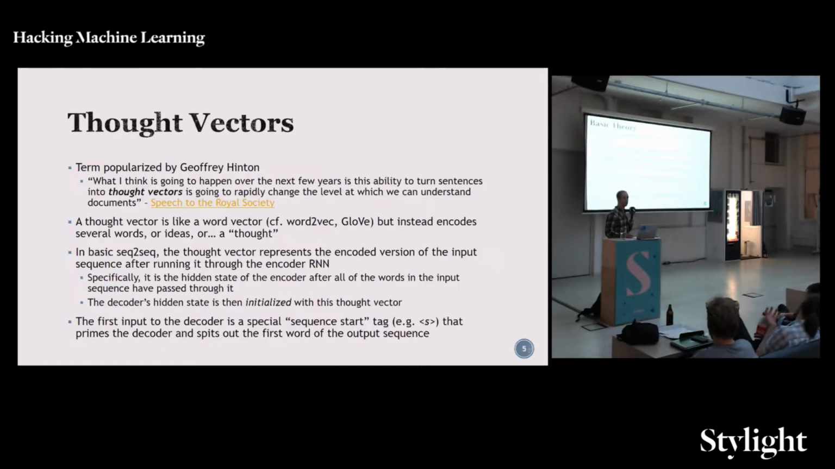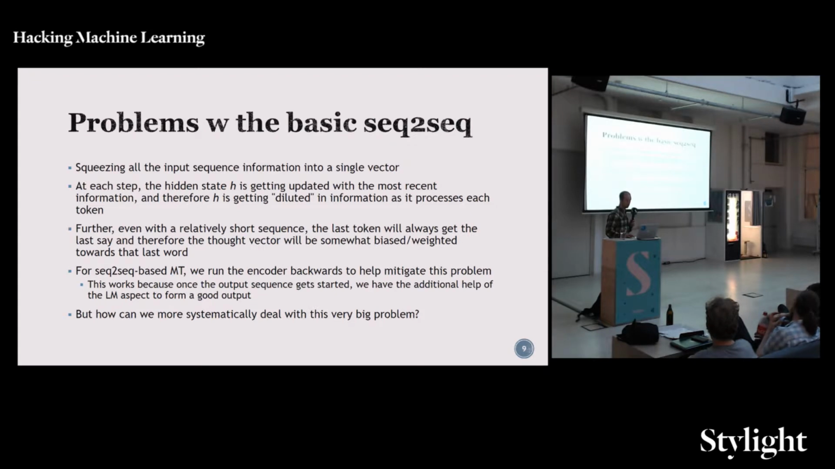Are there any other questions before I continue? Okay. But there are some obvious problems with this setup. I think it should be pretty clear that as the input sequence gets longer, you're trying to stuff more and more information into that one thought vector that's supposed to represent your entire input. And the other issue is that at each step, the hidden state H is getting updated with the most recent word from the input sequence. And so it's kind of biased towards the very last word. It has kind of the last say, if you will.